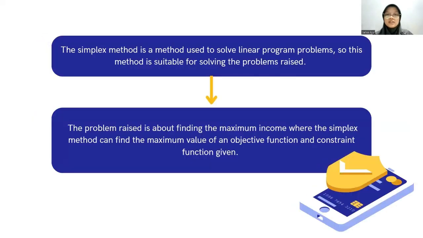Okay. Next, we will discuss the method that we'll use to solve the problem. The method that we use to solve the problem is the simplex method. So what is the simplex method? The simplex method is a method used to solve linear programming problems. So this method is suitable for solving the problem raised. The problem we have is about finding the maximum income, where the simplex method can find the maximum value of an objective function and constraint function given.